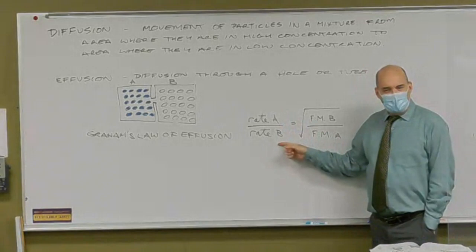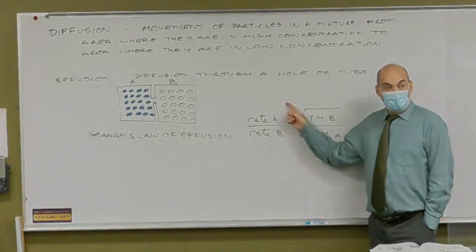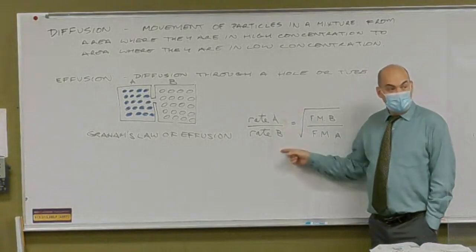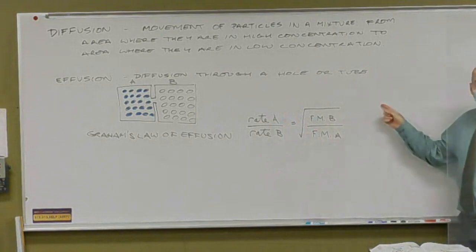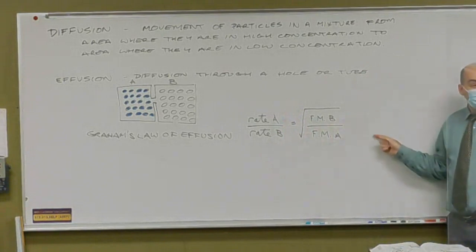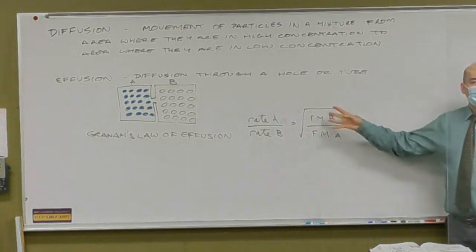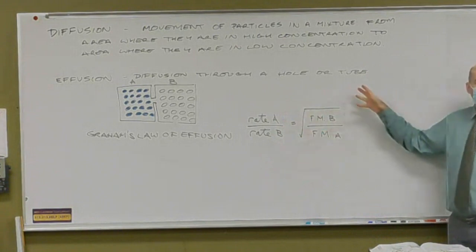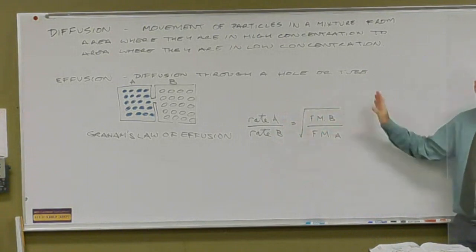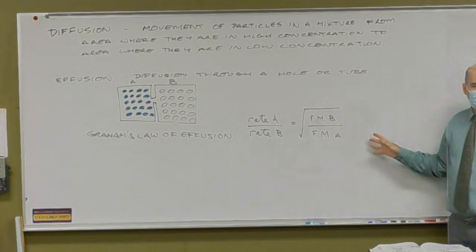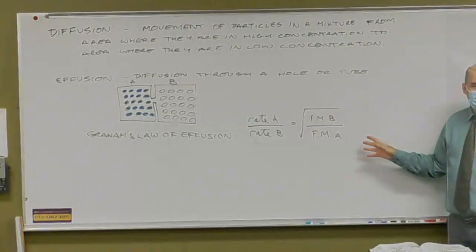Whatever this rate is and whatever that rate is, they're going to be in the same units. So these units are going to cancel out, and that formula mass is in grams per mole, and this is in grams per mole, so that cancels out. Well, this is a ratio to another ratio. This is dimensionless. There's no units for this. Okay?